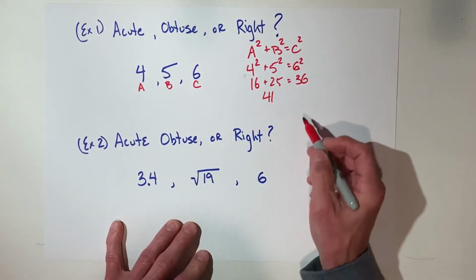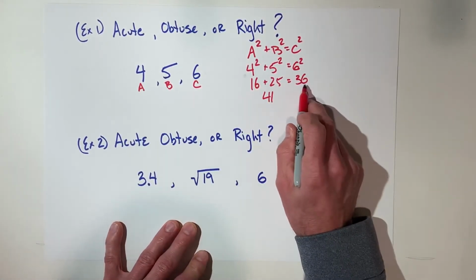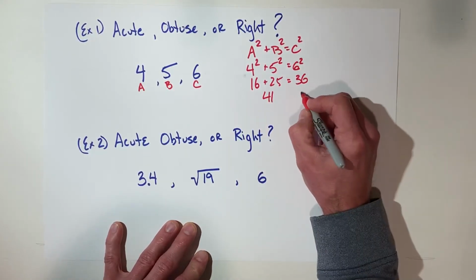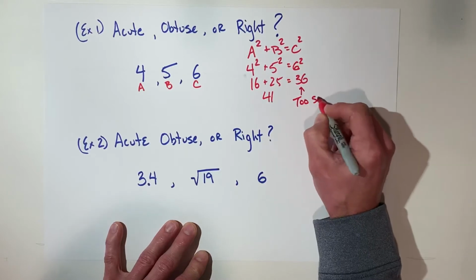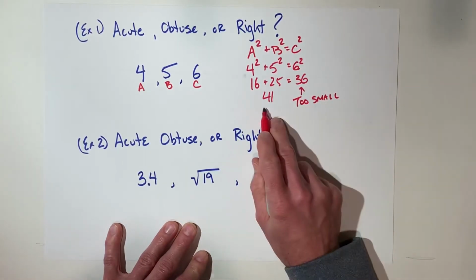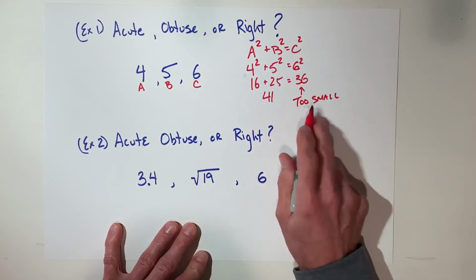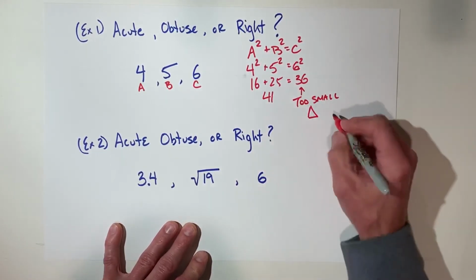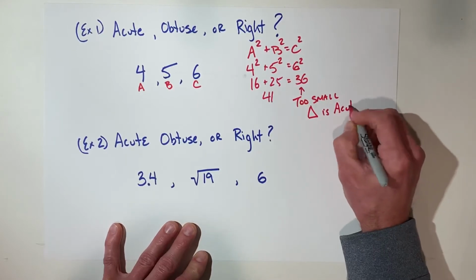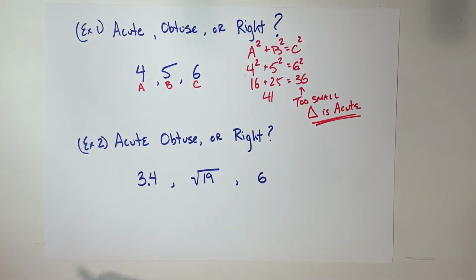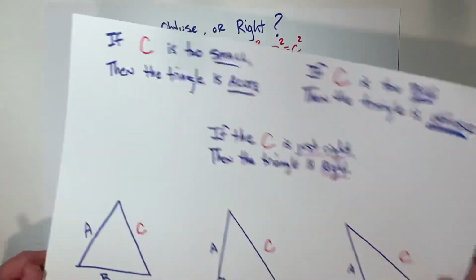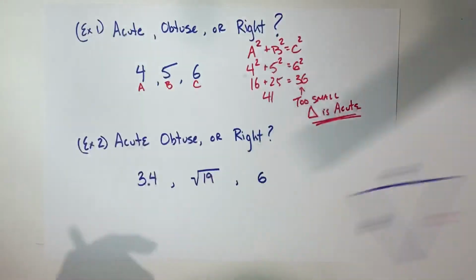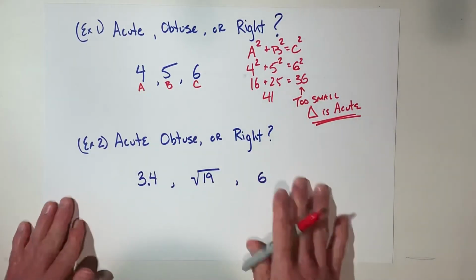Now here's what I want you to observe. The C squared is supposed to be 36, but when I do my other 2 numbers, it's 41. That means this number is too small. It's not big enough to meet the pattern that we need. And if the C is too small, then the triangle, that's my symbol, triangle, is acute. That's what I took from the previous slide. If C is too small, then the triangle is acute. Very simple.